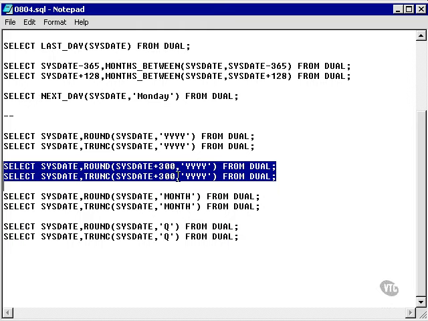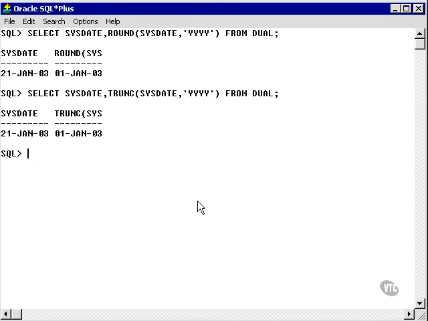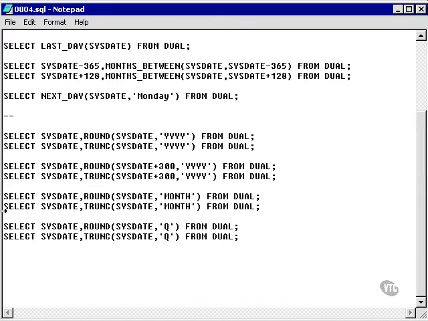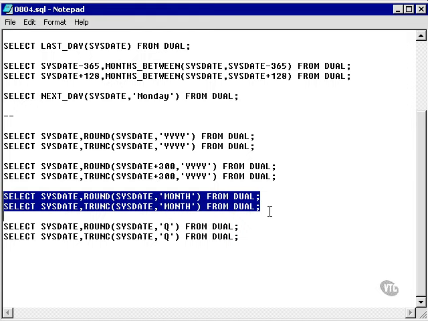The second example, we'll do something slightly different because what we've done is we've ensured that our sysdate, or the date that we're going to round and truncate on, plus 300, will be past the middle of the year. So what happens is that round will actually round upwards to the first day on the beginning of next year, 1st of January 2004, and truncate will again chop off and effectively round down.